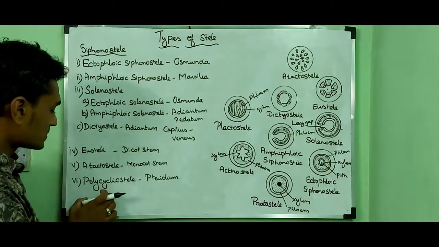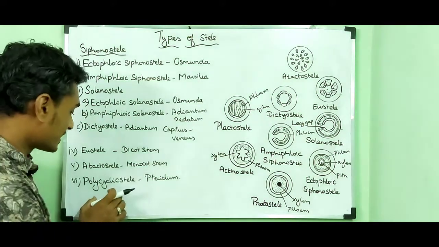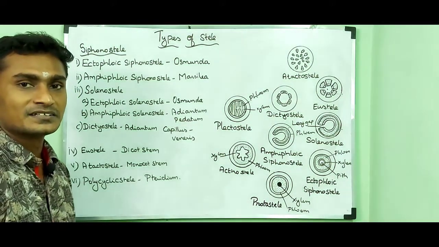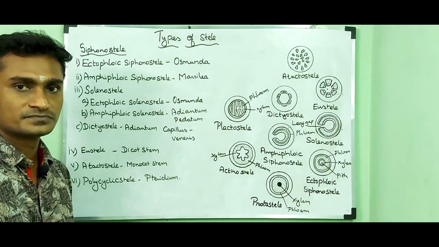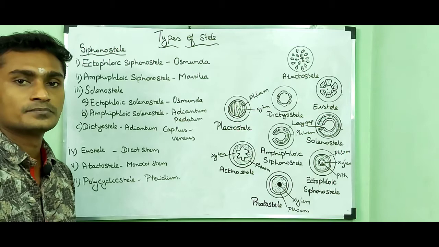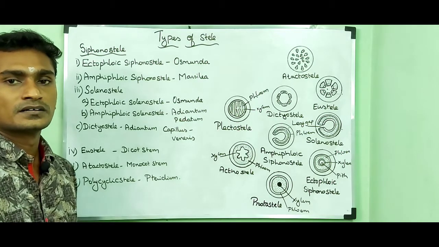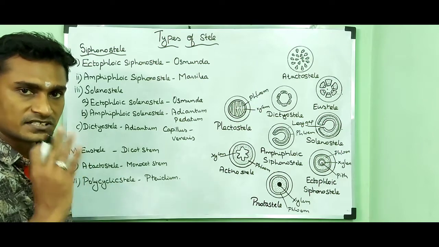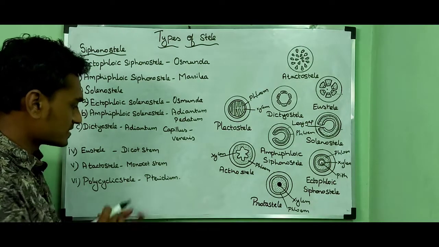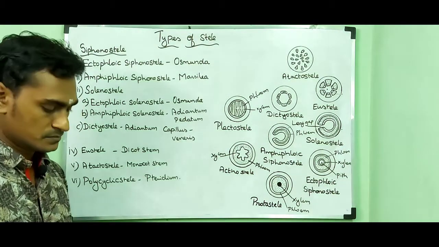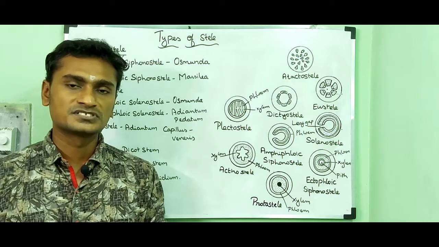Then the final one is polycyclic steel, example Pteridium. Polycyclic steel means the vascular concentric rings are more than one. So more than one vascular concentric ring is present in the steel, and that type of steel is called polycyclic steel, example Pteridium. So that's all about the types of steel.